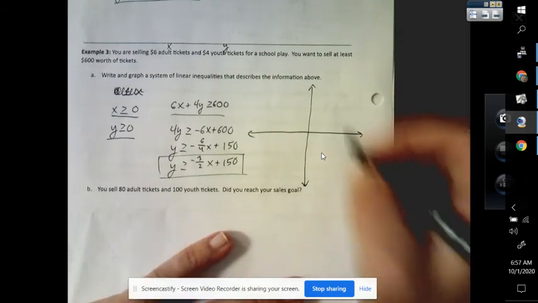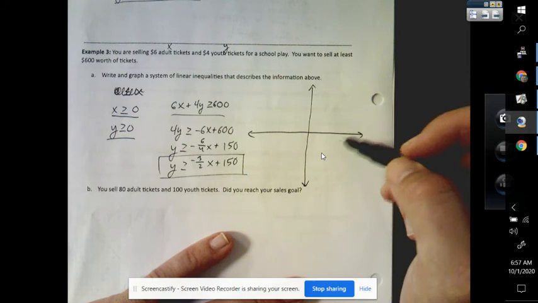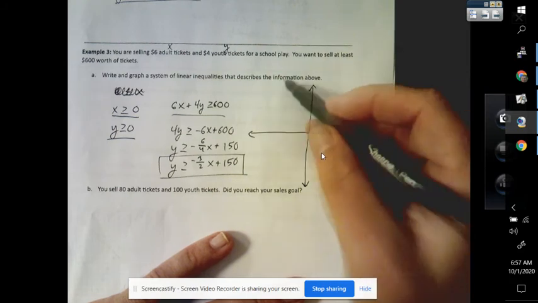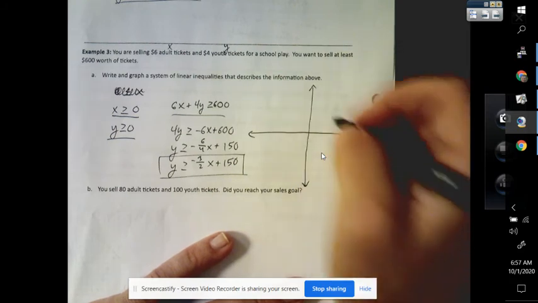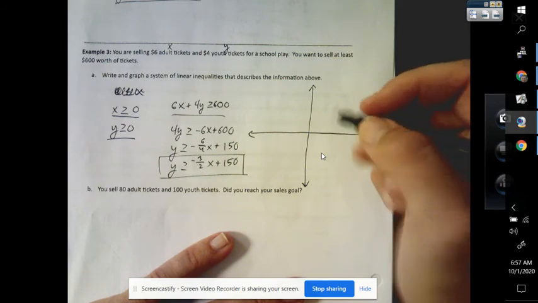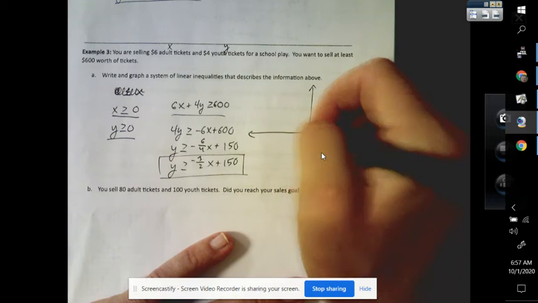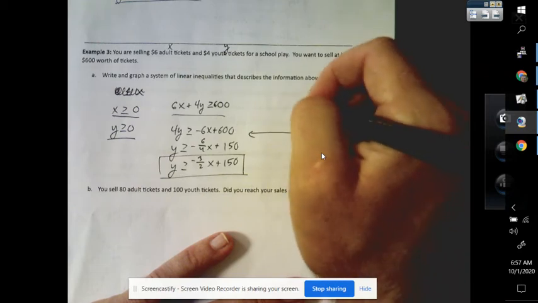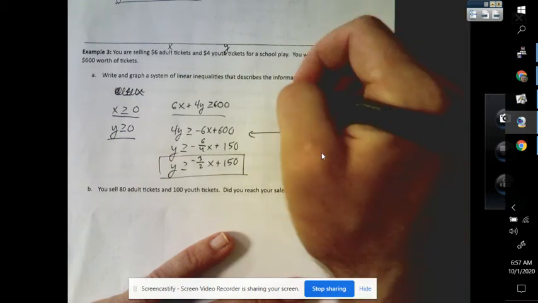Now, if I'm going to graph this, again, I'm only in quadrant 1, so I probably drew this graph a little poorly. I should have probably made it a little bit bigger in quadrant 1. My y-intercept is 150. Okay, so I need to go up 150. I'm going to go up by 25s. 25, 50, 75, 100, 125, 150.